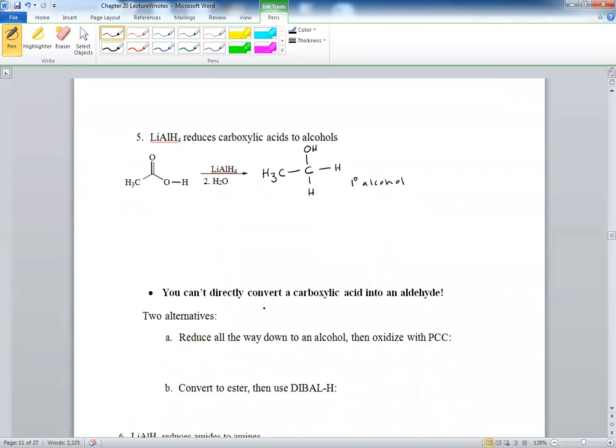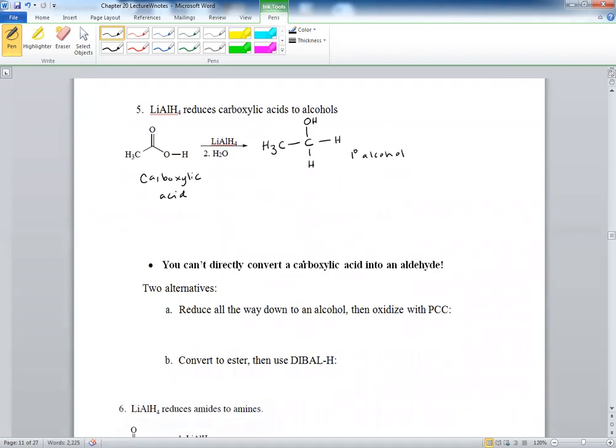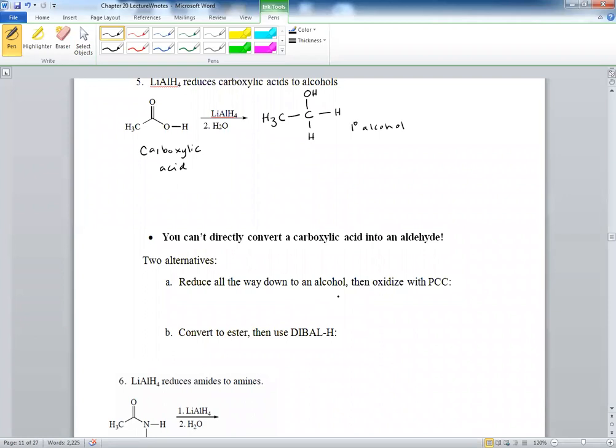Now you cannot directly convert a carboxylic acid into an aldehyde. So you can't go from here, a carboxylic acid, to an aldehyde. But you have two alternatives. You can reduce all the way down to the alcohol and then oxidize with PCC. I will talk to you about this in class when we meet, because we need to know a few reactions for synthesis problems. PCC is an oxidizing agent.